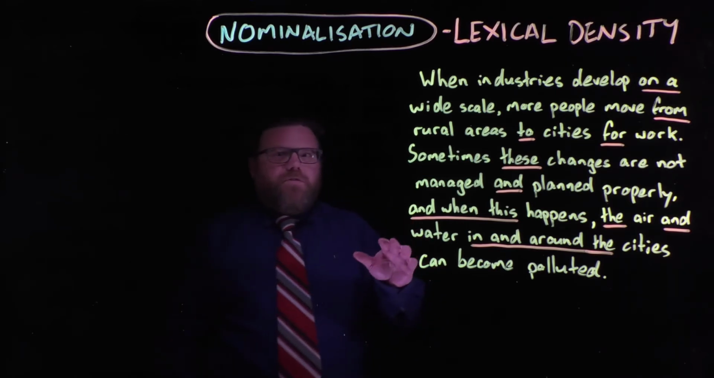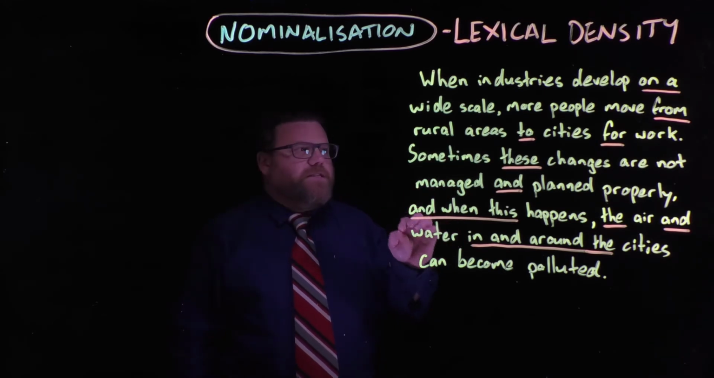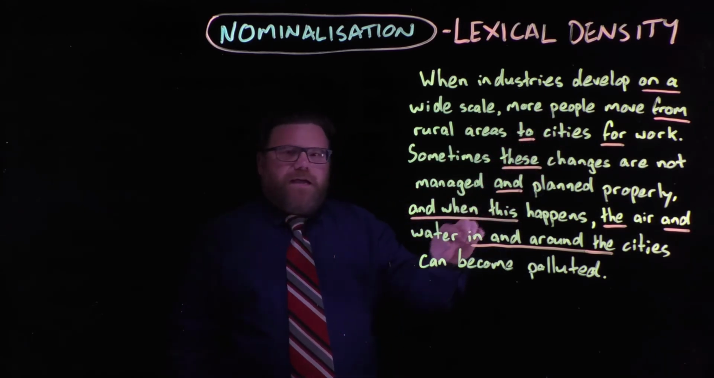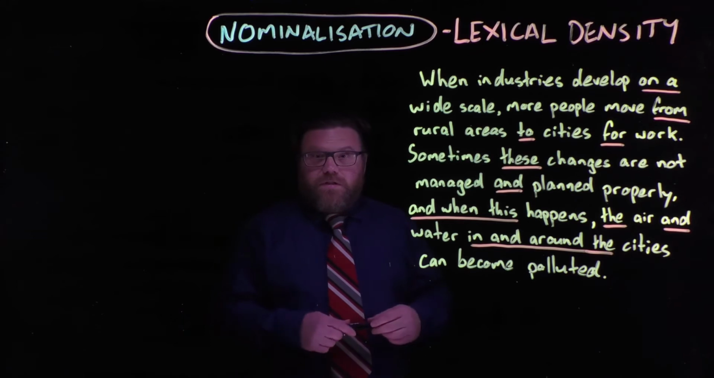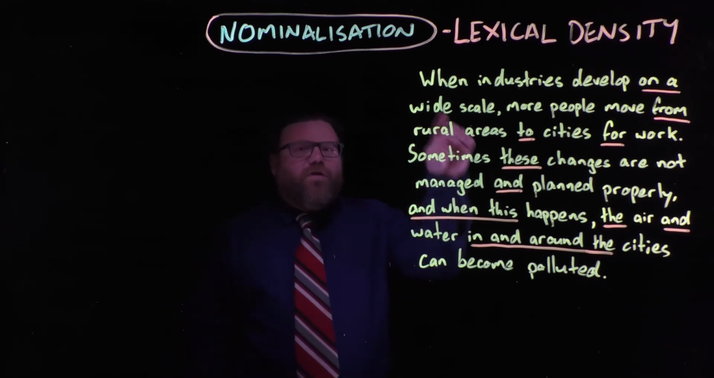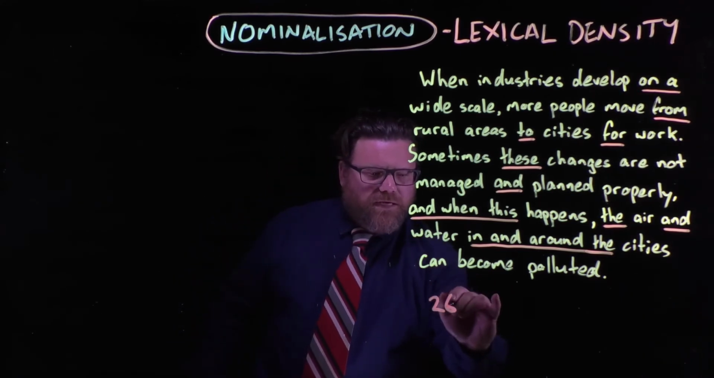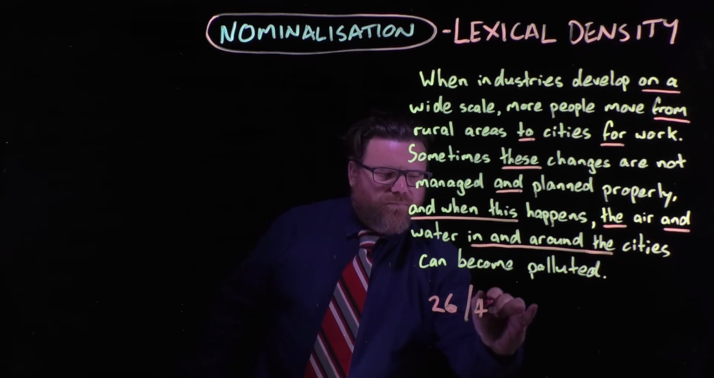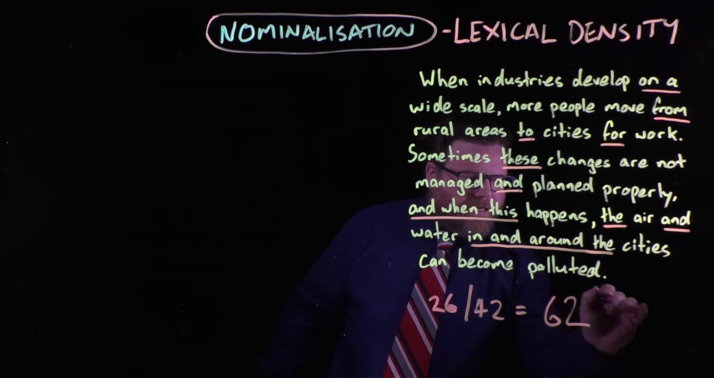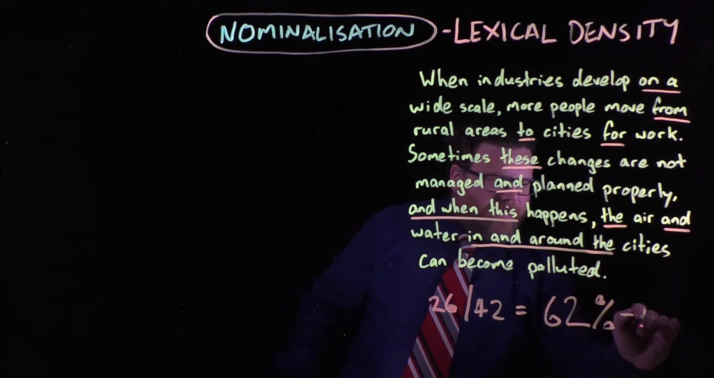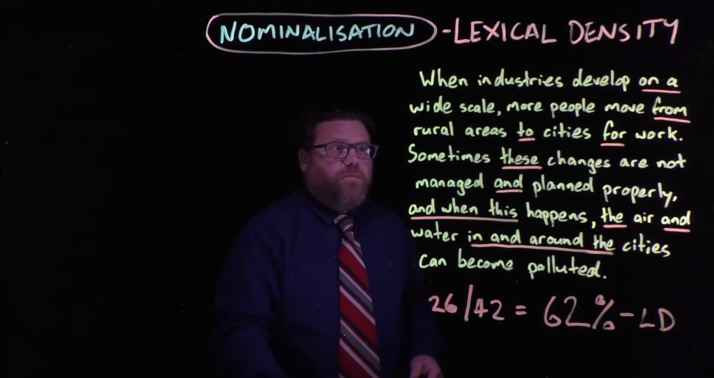If we look at the content words, and then those words that don't add anything to the content, we can divide this up and work out the lexical density. So the words that I've underlined, they are not content words. They're not lexical words. They're not adding anything. They're articles and conjunctions and those sorts of words. So the total number of content words, the ones I haven't underlined, is 26. And the number of words in the passage altogether is 42. So if we work that out as a percentage, then this piece of writing has a lexical density, we'll say LD, of 62%.